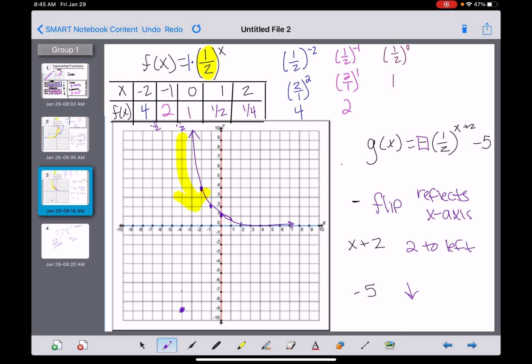I'm going to continue. I'm going to flip my 2 across the x-axis. I'm going to go 2 to the left and 5 down. Flip my 1 across the x-axis, 2 to the left, 5 down. My 1/2 across, 2 to the left, 5 down, to get my new exponential function.